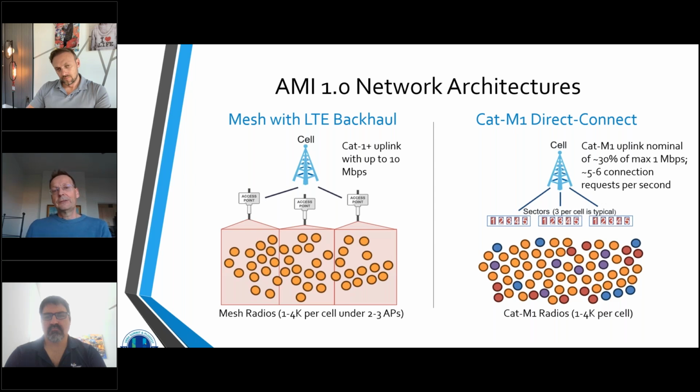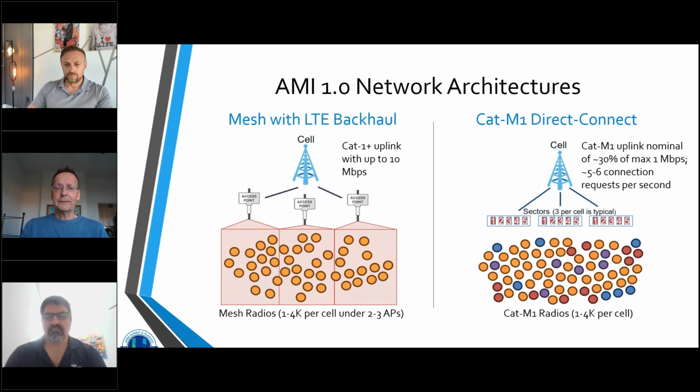And then we had the contrast, which was also deployed in AMI 1.0, which was using a Cat M1 direct connect to all the meters. And in many cases, we shared a bit of the capacity with other devices. So that's why you see the red and blue icons underneath there on that architecture. And also here we saw similarly 1 to 4,000 per cell or per sector.